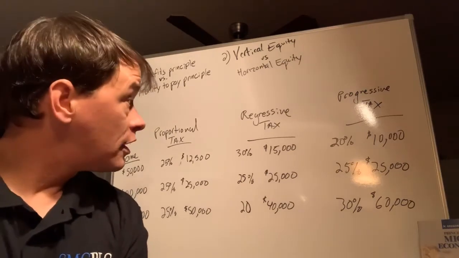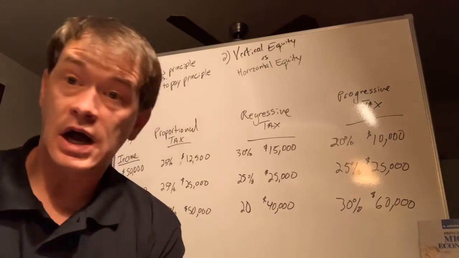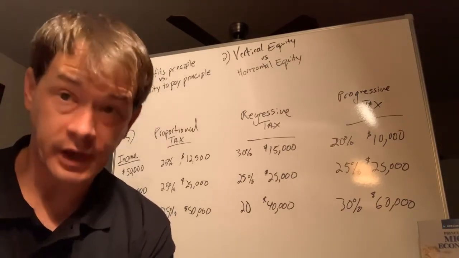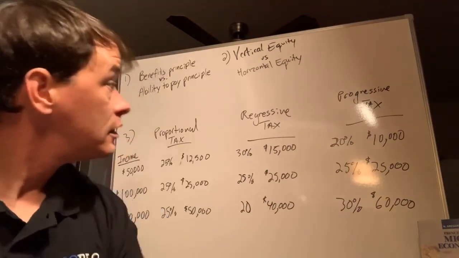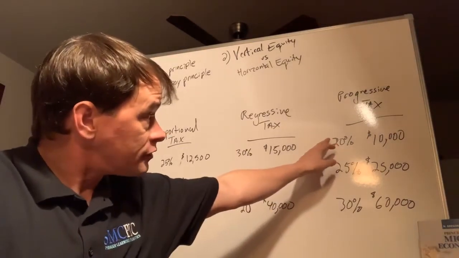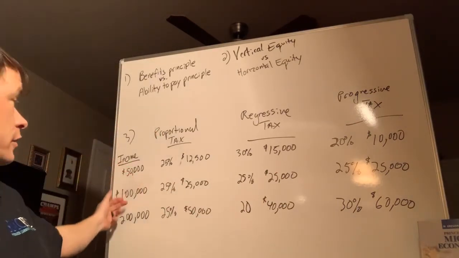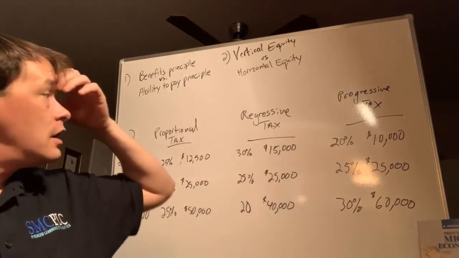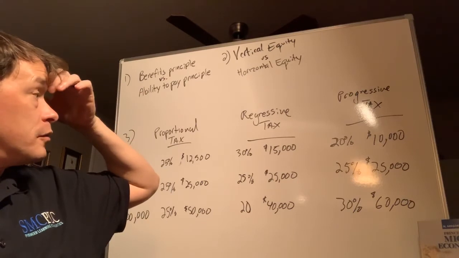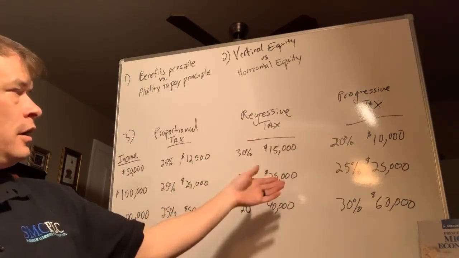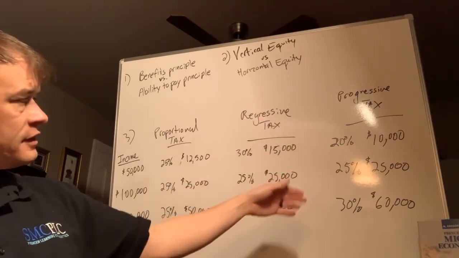That leaves a progressive tax, and that's what we looked at a lot with the progressive income tax, looking at the marginal tax rates in the first video. So with a progressive tax, you see it progresses from 20%, 25% to 30% as we go from $50,000, $100,000 to $200,000 a year. And so the people who earn $50,000 a year pay $10,000. The people who earn $100,000 a year pay $25,000.